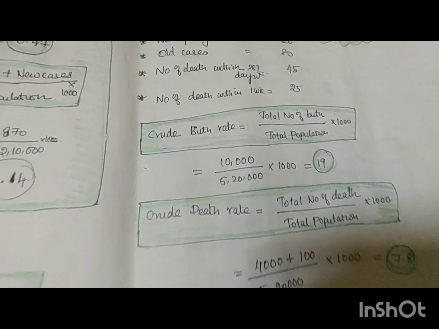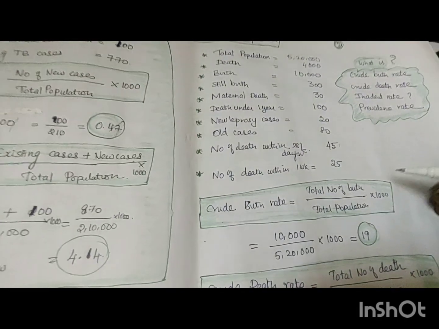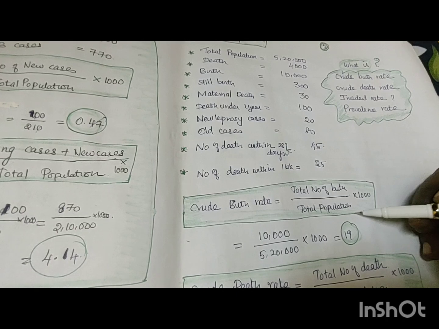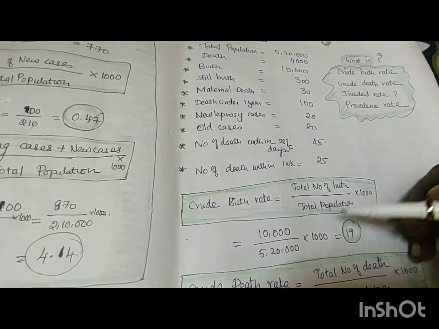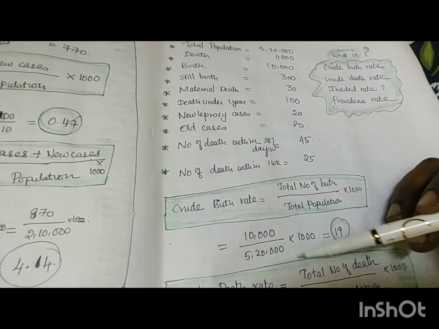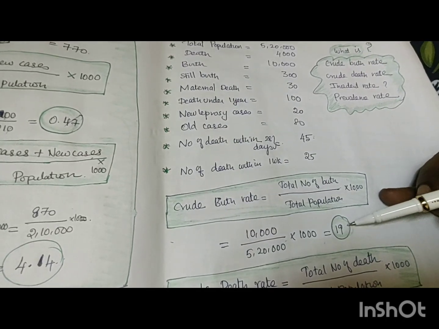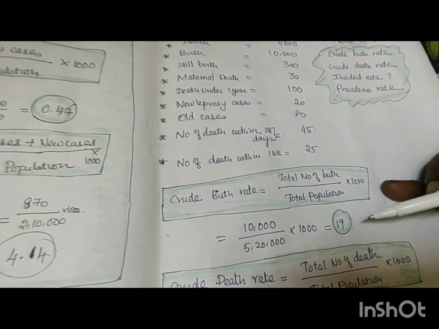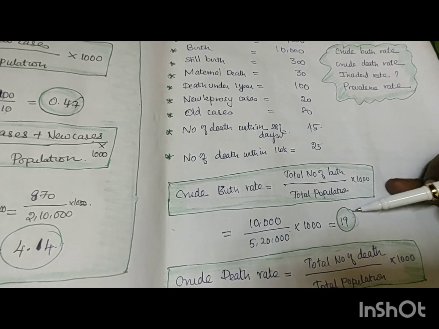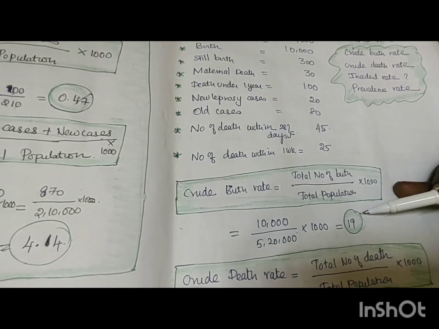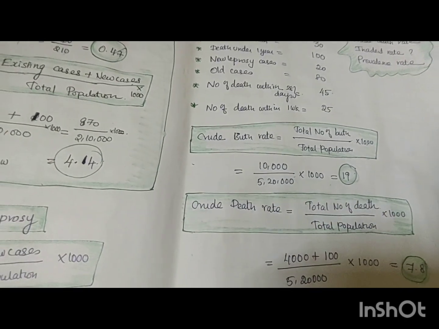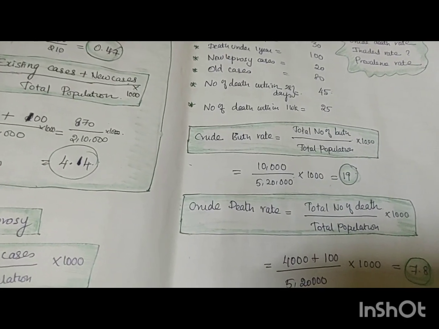Okay, what is called the crude birth rate? The crude birth rate is the total number of births divided by total population into 1000. So what is the total number of births? Here it is given as 10,000. So 10,000 divided by population, the crude birth rate is 19. What is the purpose of collecting the crude birth rate? You can plan for the newborn immunization program or family planning program in this particular village. ASHA can be trained accordingly.